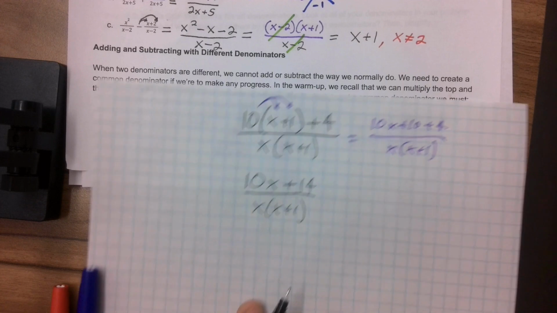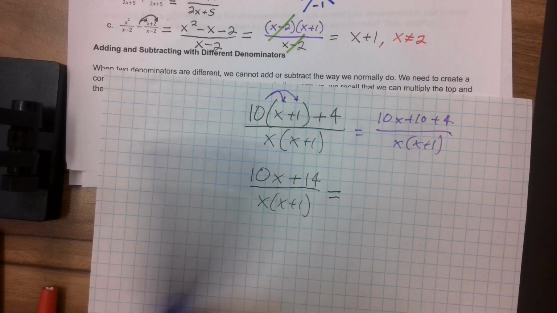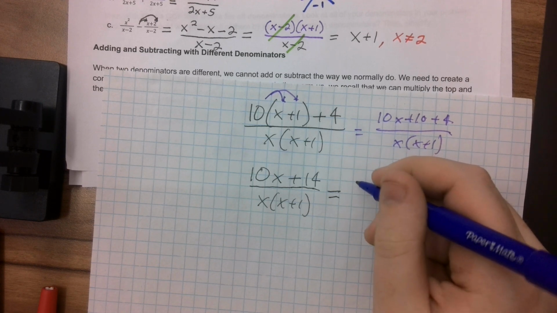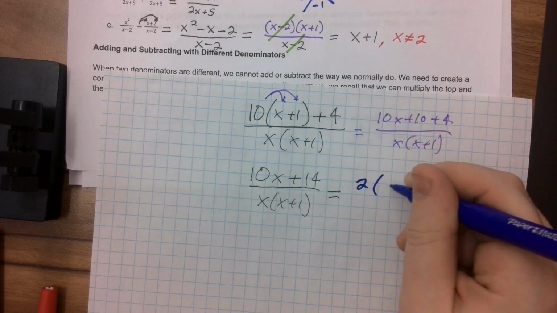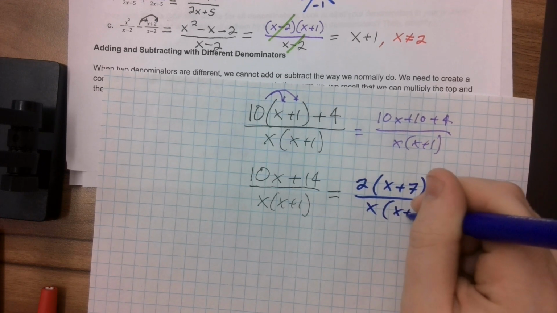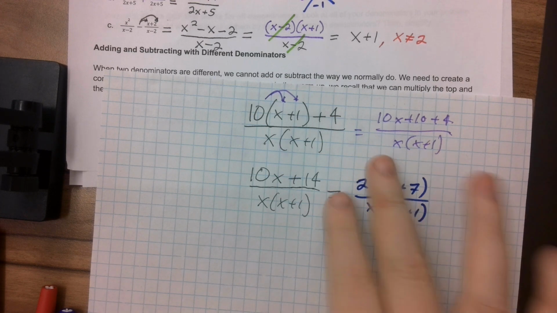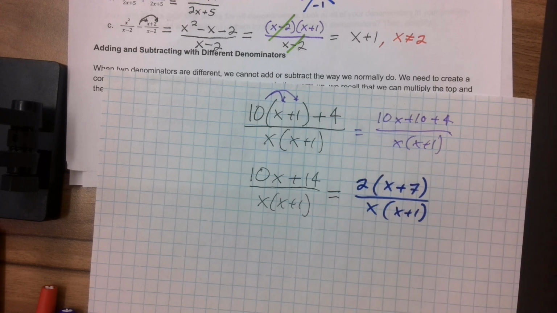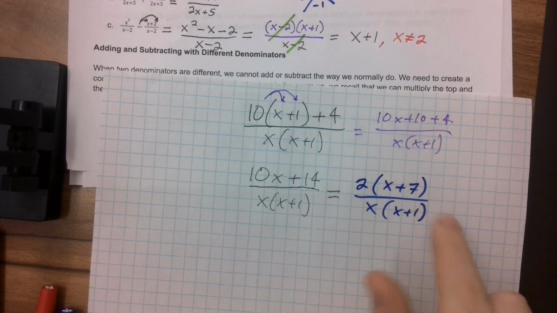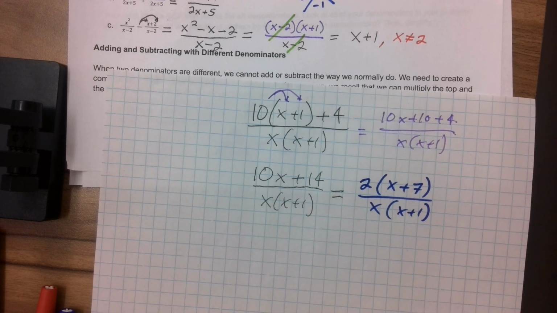And now we see that this can be, once again, all factored. 10x and 14 both have a 2 in common. So write it as 2 times x plus 7 over x times x plus 1. This is now totally factored because there's no more addition or subtraction. If there was an x plus 7 on the bottom, we might even have a cancellation. But in this problem, this is just the final answer.